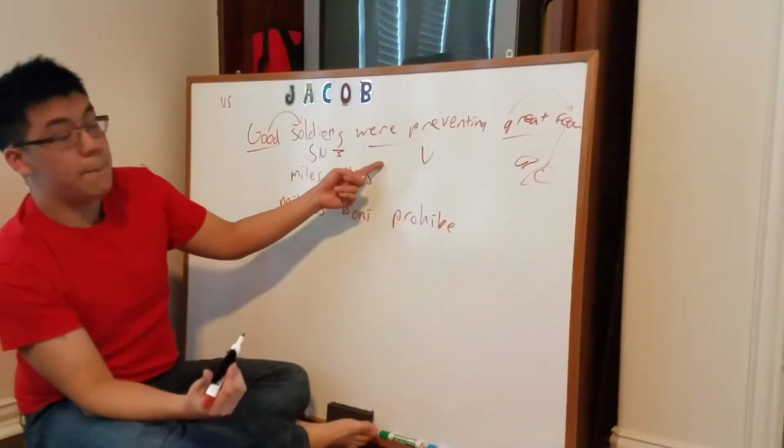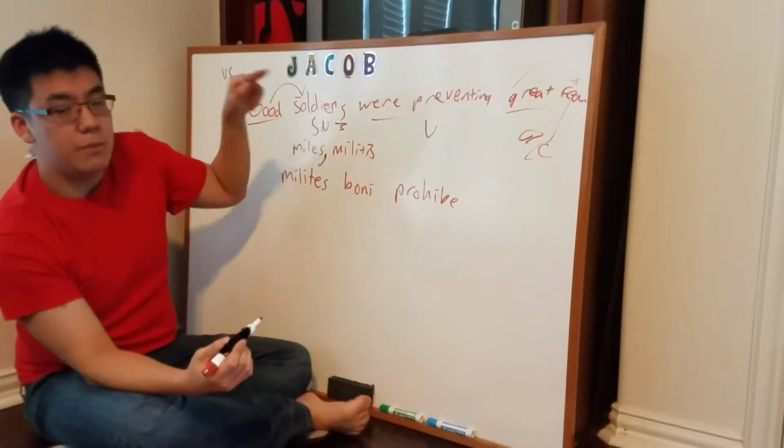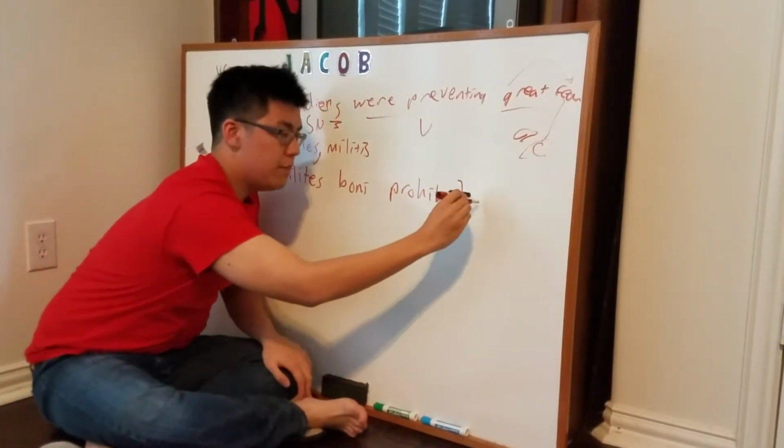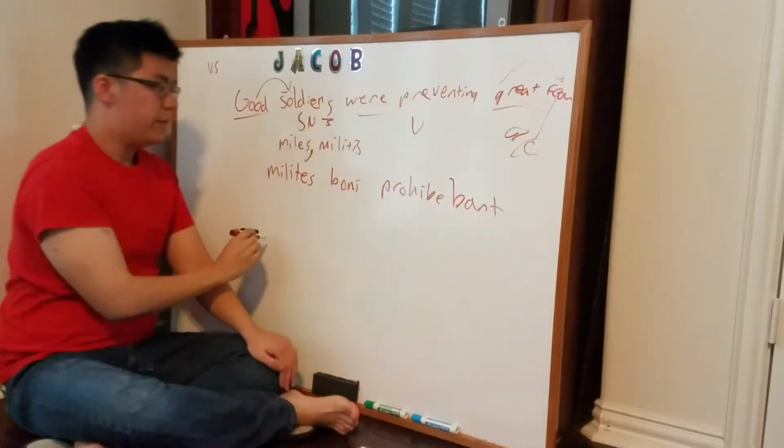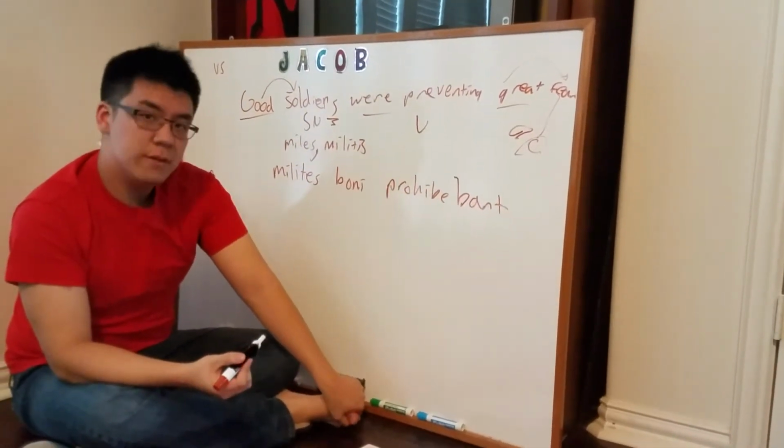And what is the imperfect third person plural ending? It goes -bant: prohibebant. We're going to go on to the next line here. Great fear. What's fear? Metum.